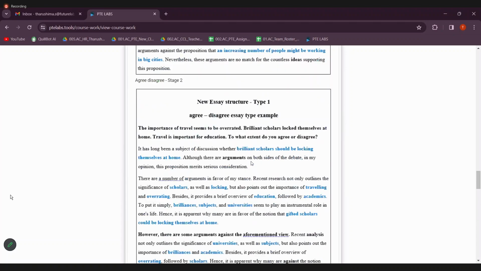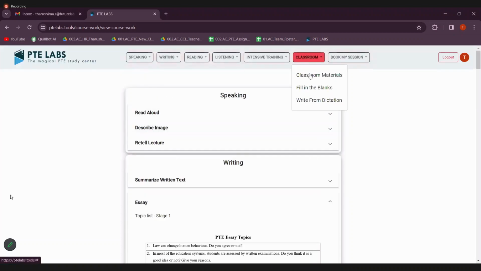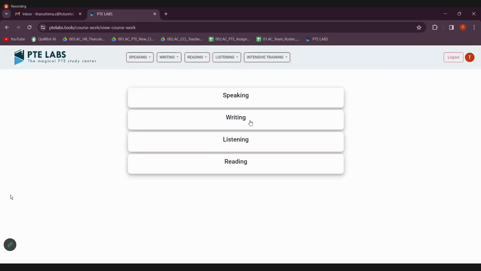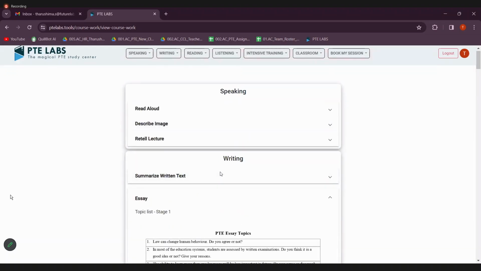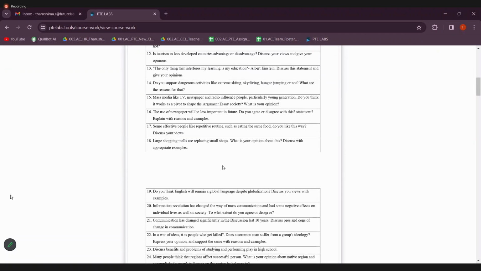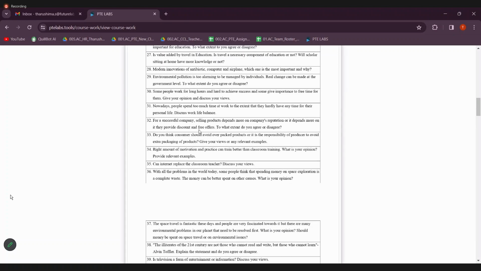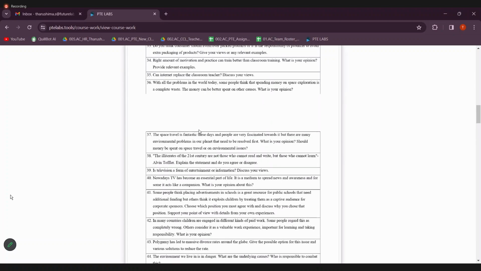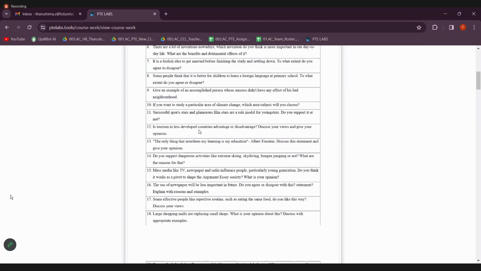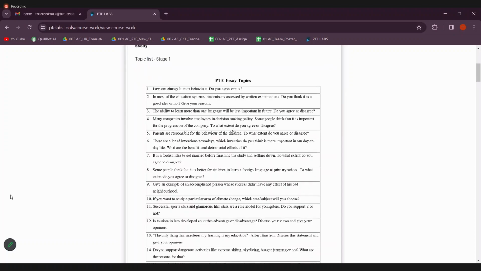Okay. And if you come to the same area, classroom materials, writing, essays, you could see the topics. You will be given one of these topics in the exam. Most of the times these are the topics that came in. You know that our platform includes all exam questions, real exam questions, not mock ones. So even the essay topics are the same.